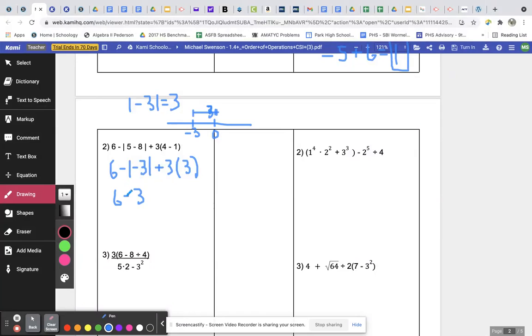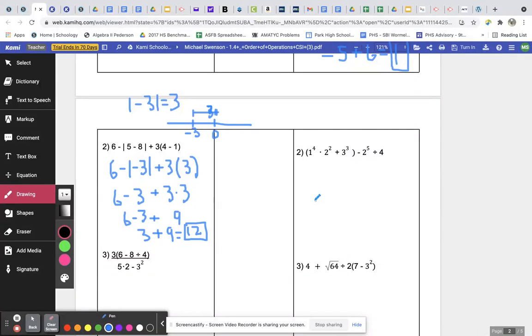We've got 6 minus a 3 plus 3 times 3. Okay. We've got a subtraction, addition, and multiplication. Let's do the multiplication first. And we have 6 minus a 3 plus 9. 6 minus the 3 is 3. Okay. And a 3 plus 9 is a 12. So let's leave that as is. We've got a 12, and you are done with that.